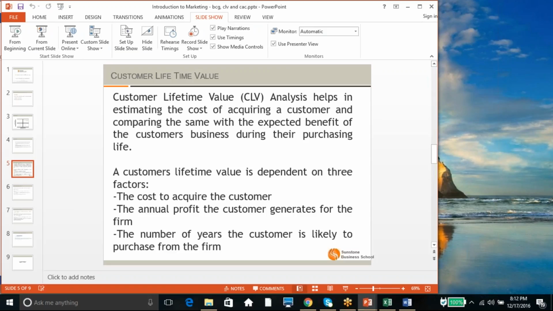Yes. So the cost to acquire the customer is A. The annual profit the customer generates for the firm is B. The number of years the customer is likely to purchase from the firm is C. And in terms of A, B, C, what should be the formula of CLV?